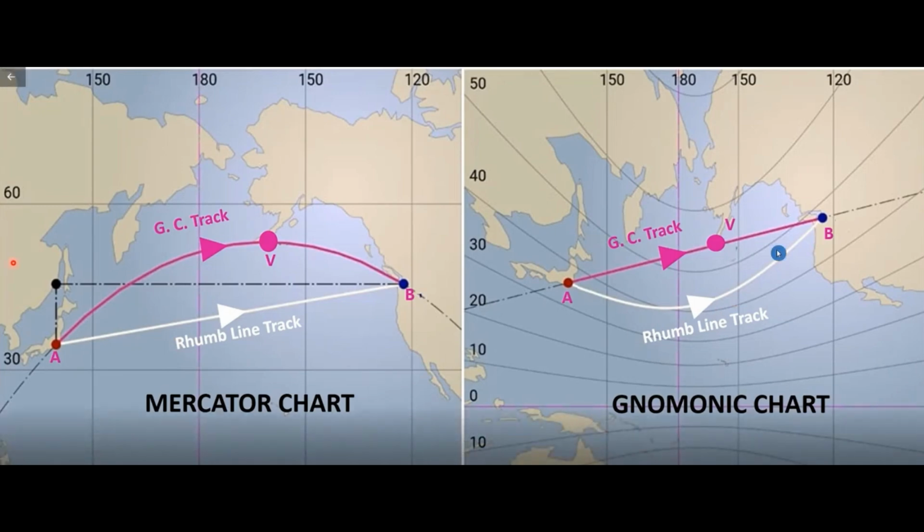So this is how it appears on a gnomonic chart, beta. On a gnomonic chart, the Great Circle tracks are straight lines, and rhumb lines are curved. About how these tracks appear on different projections.